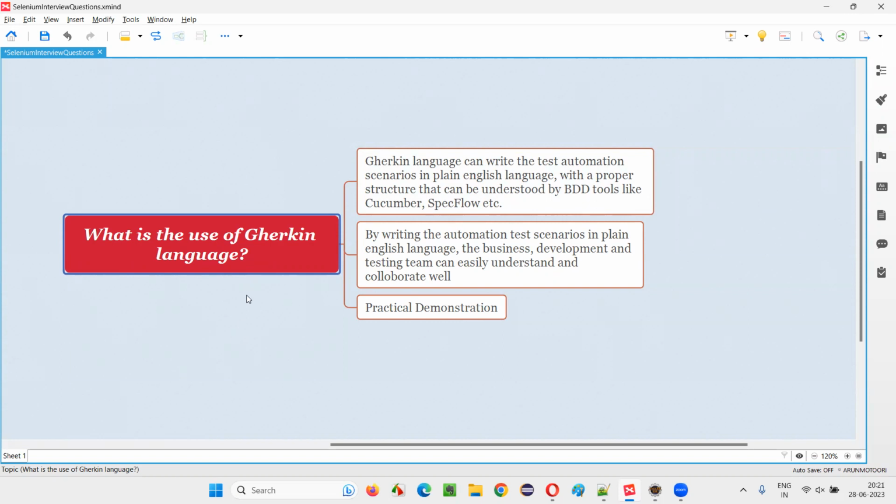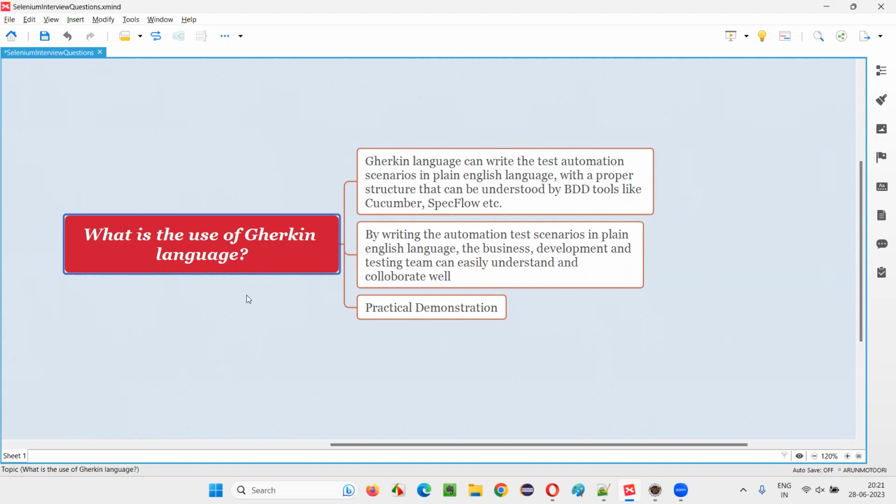So using Gherkin language, we can write our test automation scenarios in plain English language by hiding the code. You are not directly showcasing the code to the people. Rather, you are writing the test automation scenarios in a plain English language. Behind this plain English language, the code is being written. That's how Gherkin language can be used.